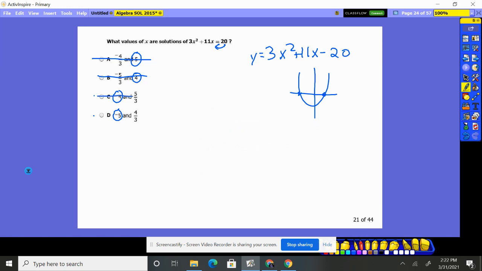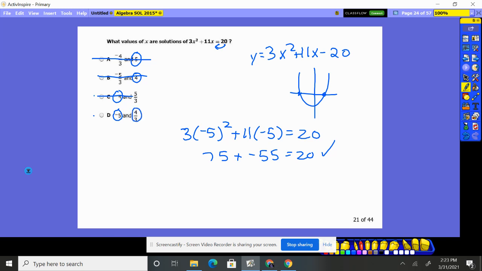Always want to be careful that you've done it correctly. So we have 3 times a -5 squared plus 11 times a -5. We're saying, hey, will that give us 20? -5 squared is 25. 3 times 25, 75. Plus a -55. Does that give you 20? Yes, it does. I know -5 is a solution, and since there's nobody else, 4/3 must also work. Choice D is our answer.